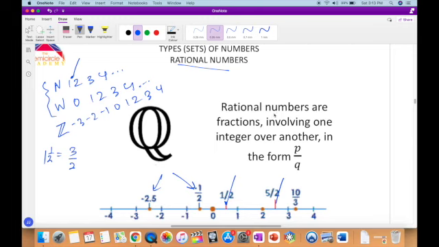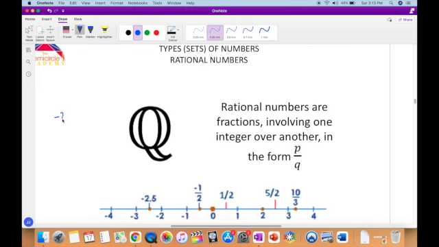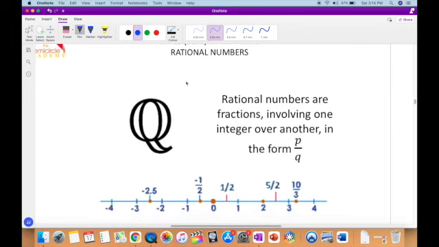But if you look at it here, rational numbers are fractions involving one integer over another, in the form P over Q. So you see I have two numbers, a numerator and a denominator, but individually these are integers. They could be natural numbers, whole numbers, but they could also be negative. So these are rational numbers. I could have -3 on 2, and that is a rational number.